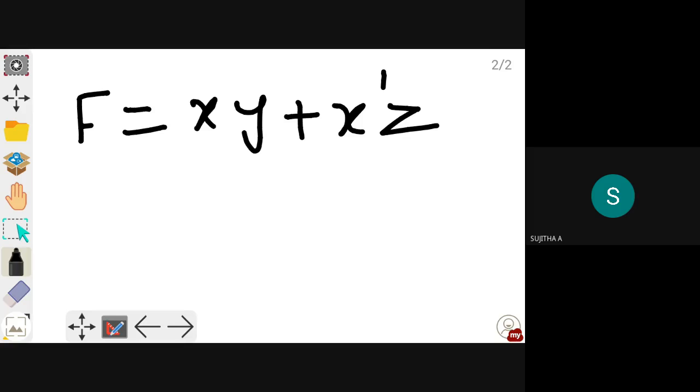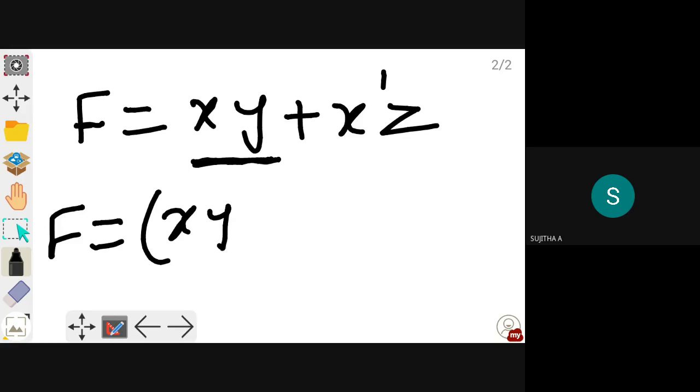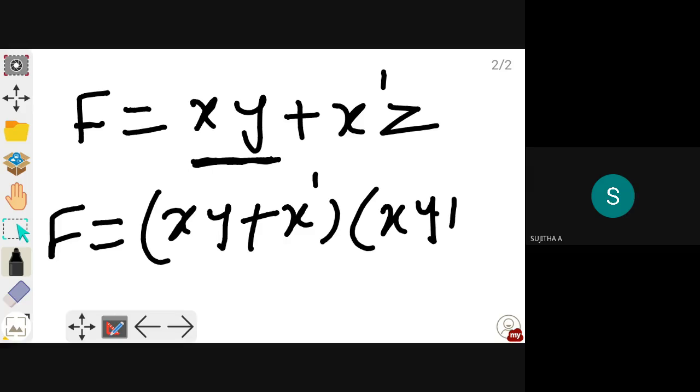So product of max terms means, first you have to use distributive law to distribute the variables in terms of max terms. So for the distributive law, initially consider this as a single term. Now you consider this as xy, write it as it is, as a single term. You split this as x dash, then xy plus z. Is it clear, the first step?